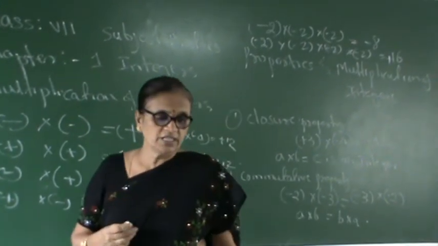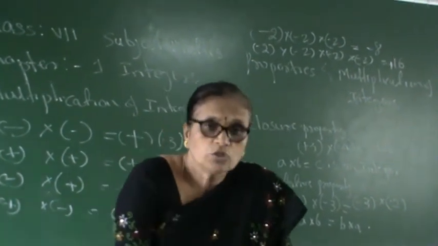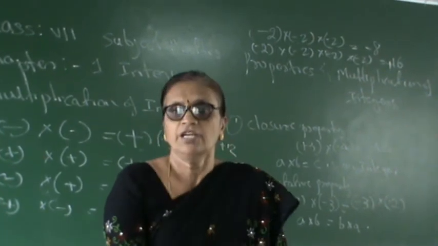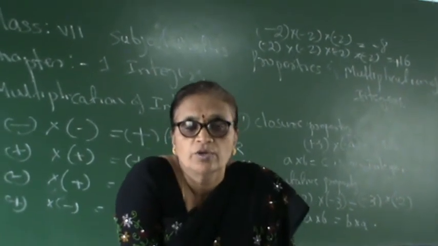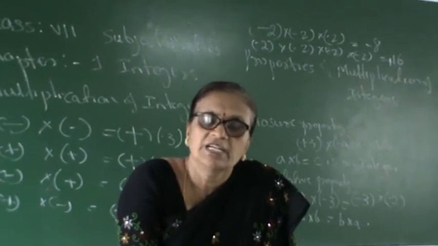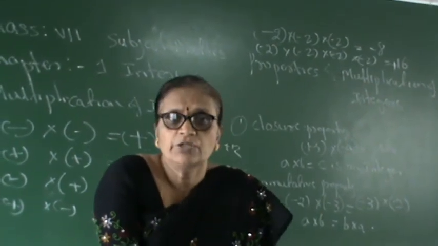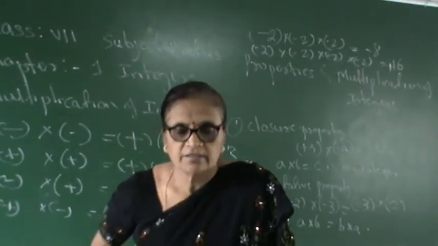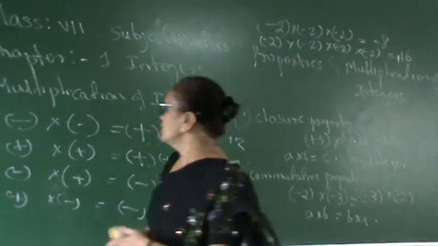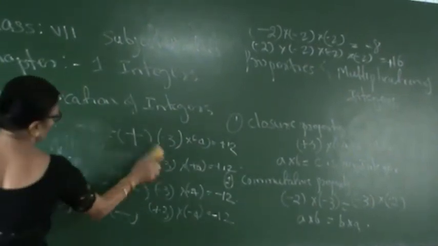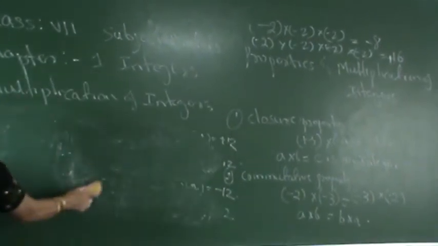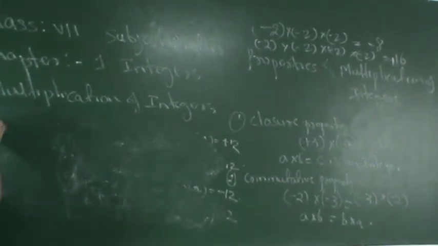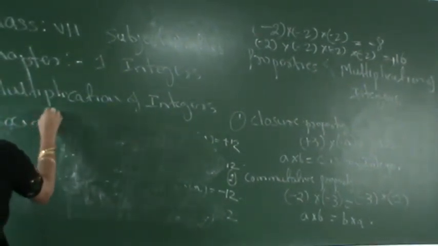Next we will go for the third property. It is the associative property of multiplication. This you know already. a into b into c is equal to: first you can multiply a and b and then multiply c, or first you can multiply a into c, then you can multiply b, like this also. This is the third property, called the associative property of multiplication.